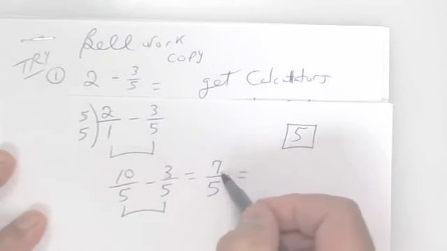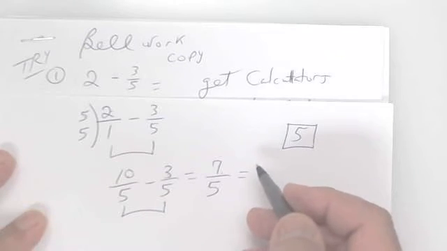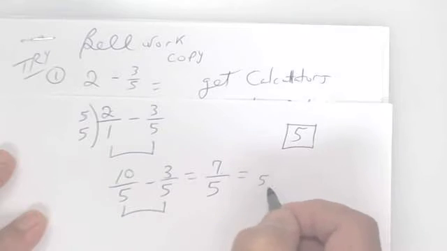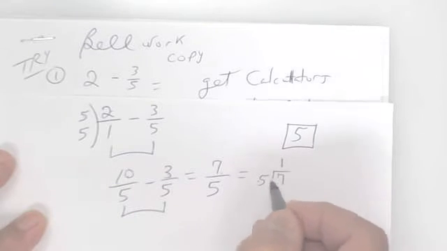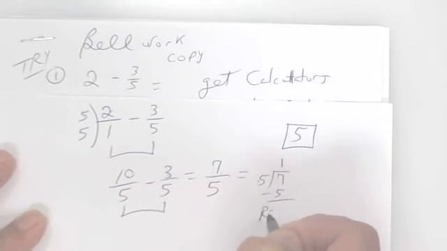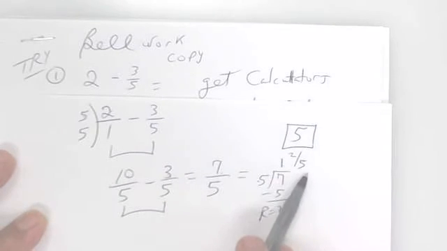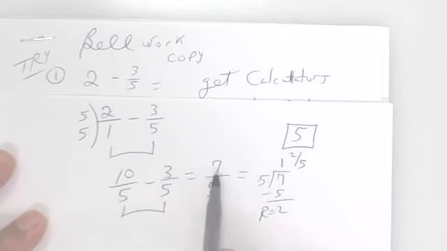Now, since the top number is bigger, it's called improper. So for this one, you want to go ahead and divide 5 into 7. Because 1 times 5 is 5, your remainder is 2. So put 1 and 2 over 5. This is called a mixed number. If you want to change it back, you go 5 times 1 is 5, 6, 7, 7 over 5.